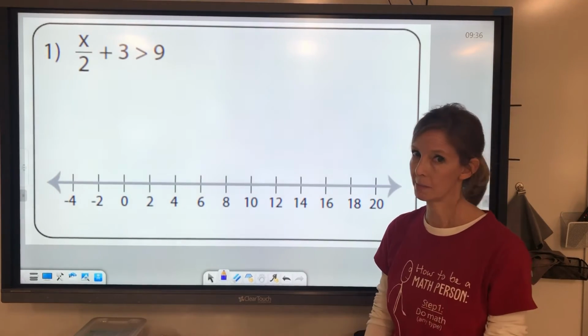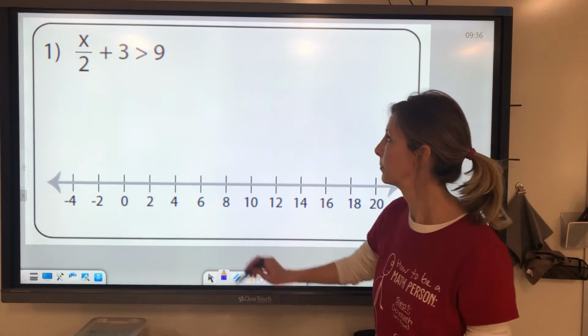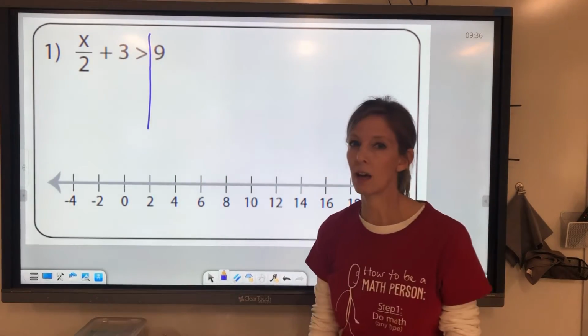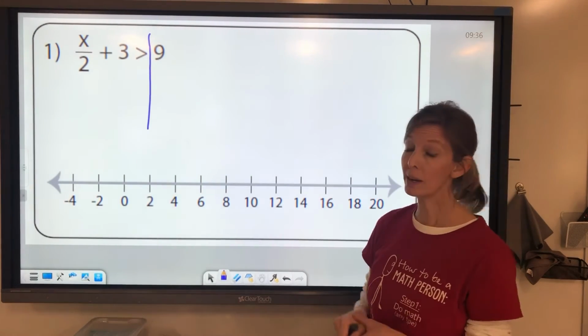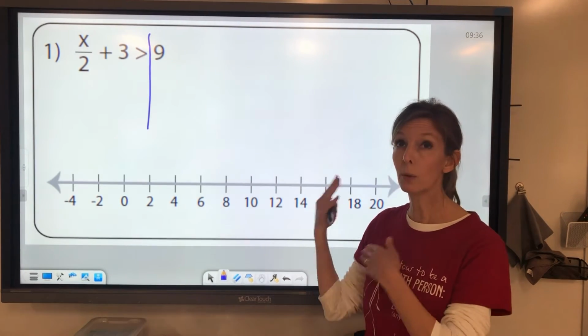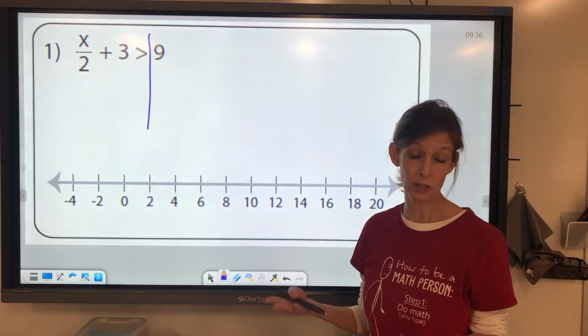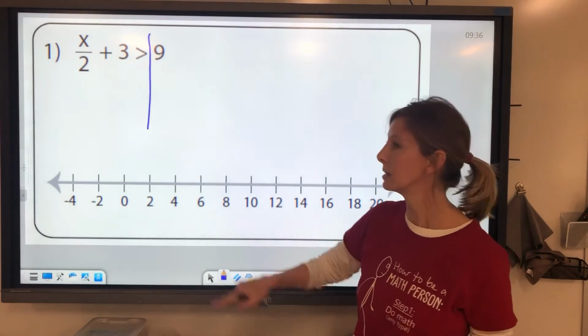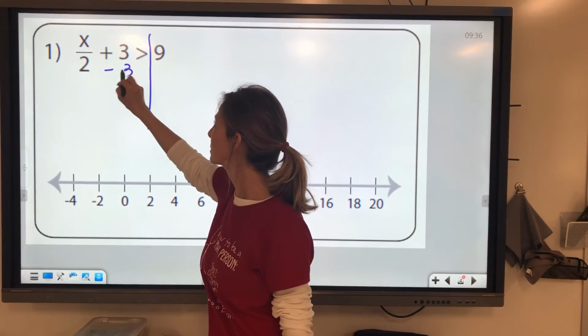All right, just want to show you a couple examples with some two-step. It really is the exact same thing. You know the process of this by now. Draw our line. Now, x is hanging out with divided by 2 and plus 3. What do we get rid of first? Well, when we're undoing an equation or an inequality, remember this is reverse PEMDAS, so we're going to get rid of the plus 3 first.